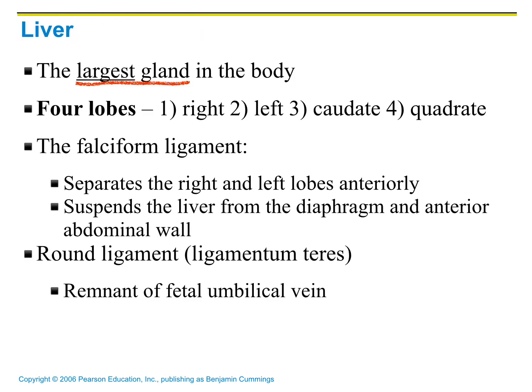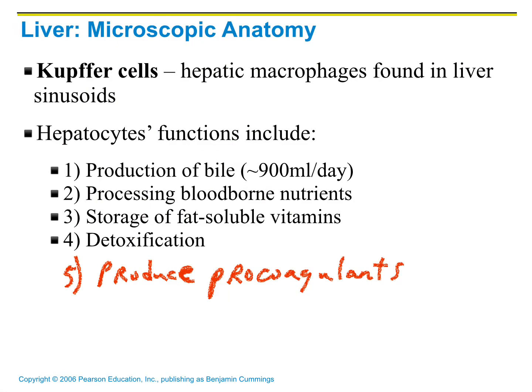Make sure you memorize that the liver is the largest gland in the body. The rest of this stuff is anatomy that you'll look at with lab stuff. We've talked about macrophages before. The macrophages that are housed within the liver are called Kupffer cells. But then you have hepatocytes, which are your normal liver cells, and those are going to do a number of functions. They're going to produce bile.